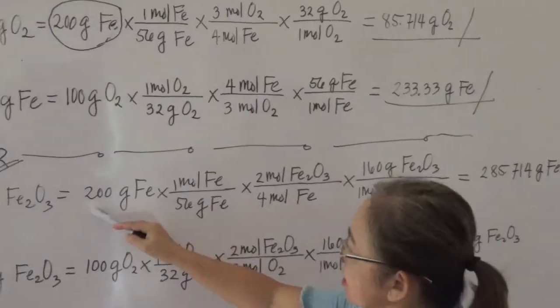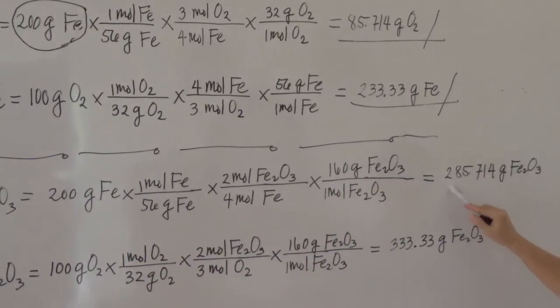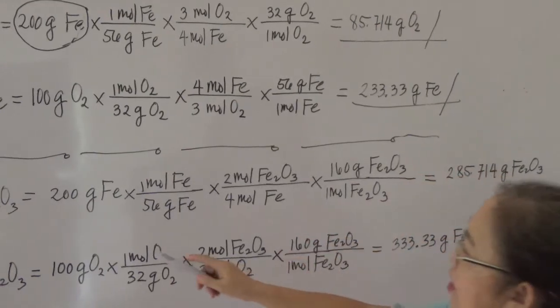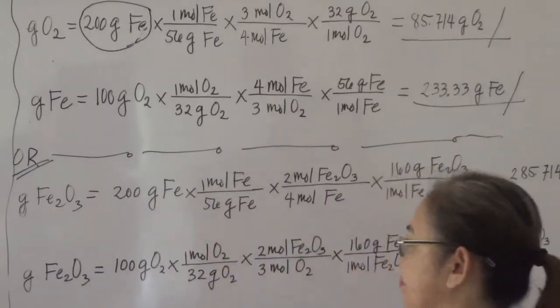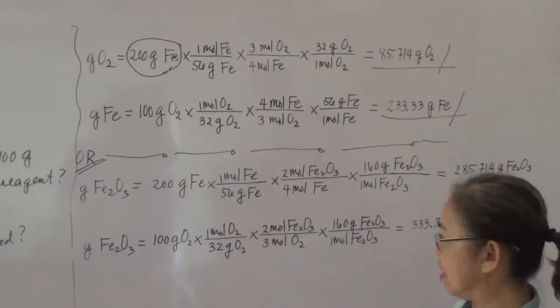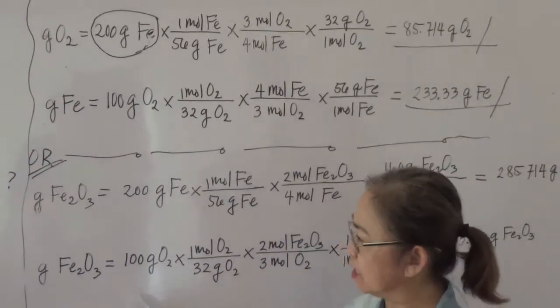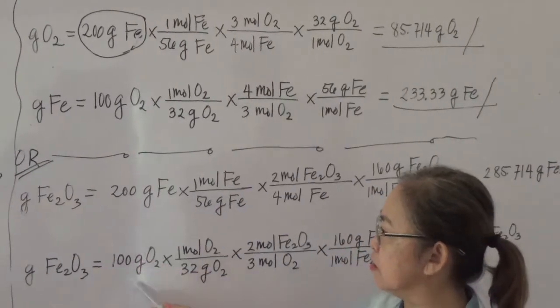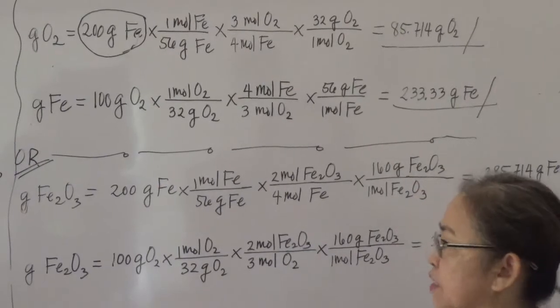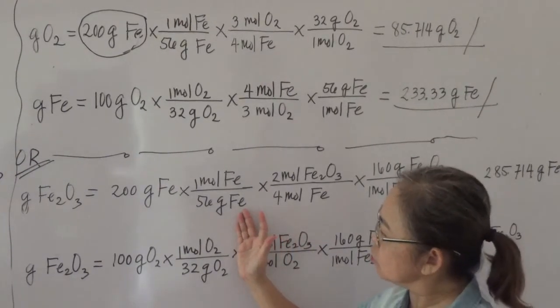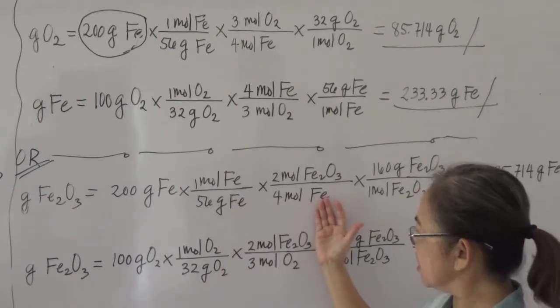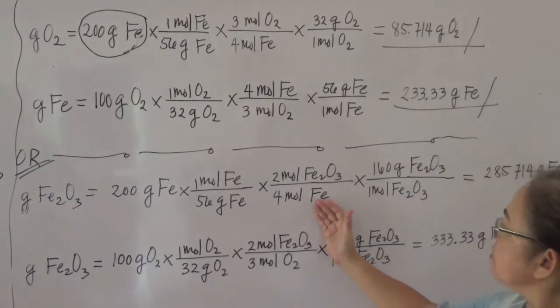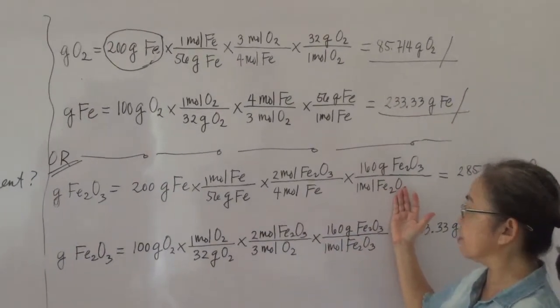Okay, so basing on this one, 200 grams of iron will produce 285.71 grams of ferric oxide. Okay, that's one. So again, the ferric oxide, 285, will be produced from 200 grams of iron. Next is the oxygen as reactant. So how many grams of ferric oxide will be produced if all of the 100 grams of oxygen will be consumed? So again, based on the steps, grams oxygen, change it to moles of oxygen. Then from moles oxygen, change it to moles ferric oxide. Then from moles ferric oxide, change it to grams ferric oxide.